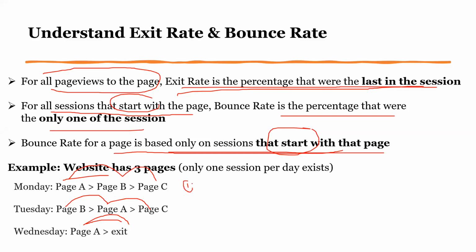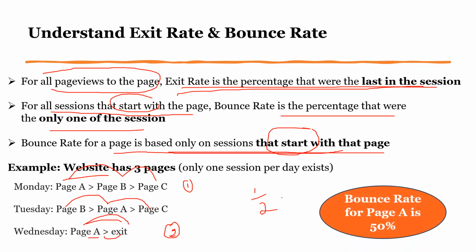This is one option where the bounce rate can be calculated because it starts with page A, and this is a second option which can be calculated because here also the person starts with page A. Here it gets exit, so that is a bounce, 100% bounce, and because there are two instances, this will be calculated. One time it got exit, meaning the bounce happened on Wednesday, so it is 1 by 2, meaning a 50% bounce rate. So page A bounce rate is 50%.